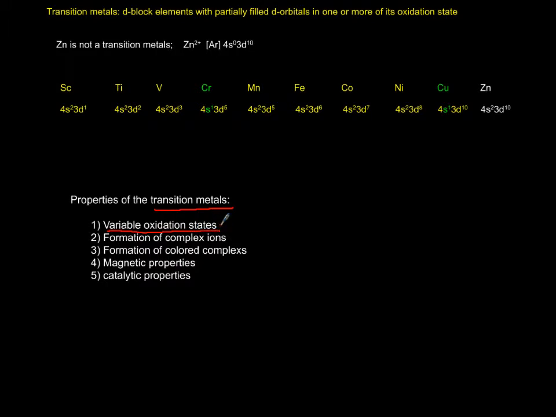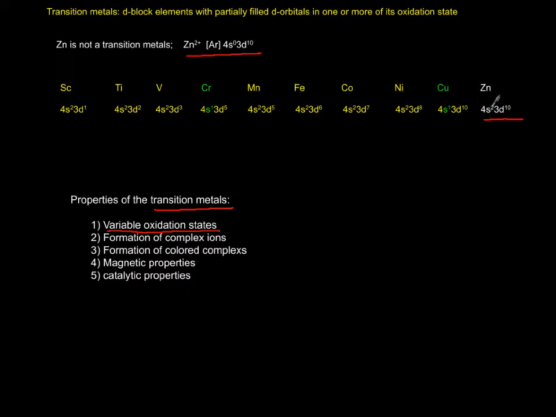But first, the definition. In order for a metal to be known as a transition metal, it should have at least one oxidation state with a partially filled d orbital. So if you look at period 4, which is the only one that you should consider, zinc is the only one that is not a transition metal, and it's known as a d block element.